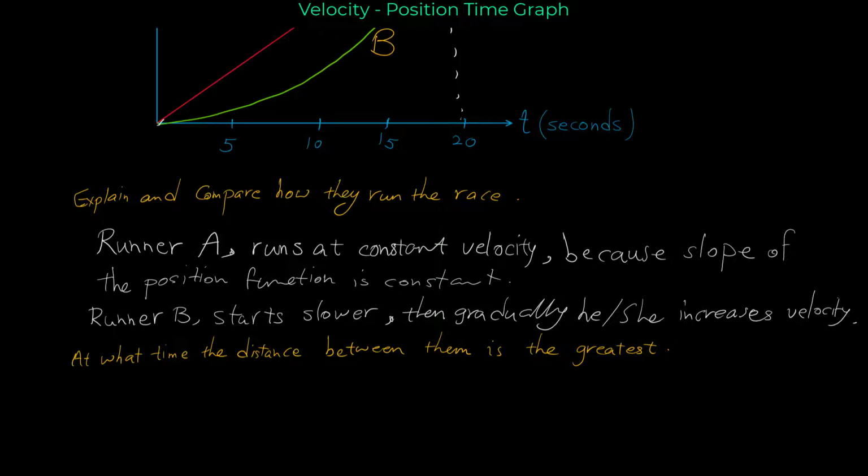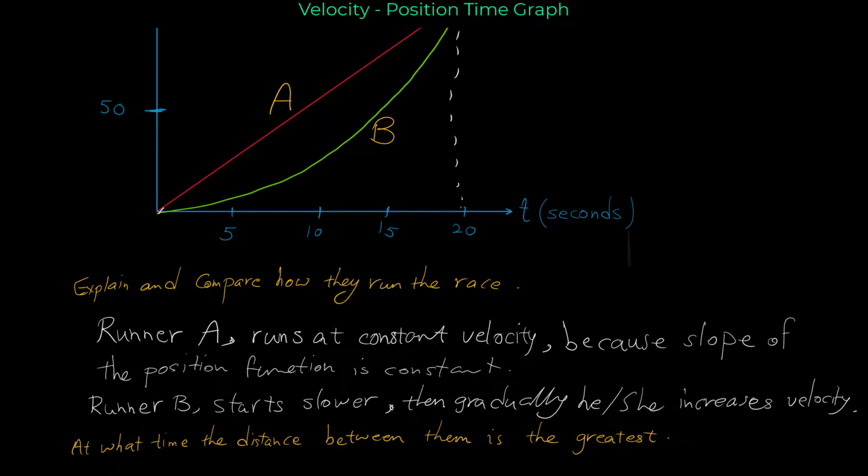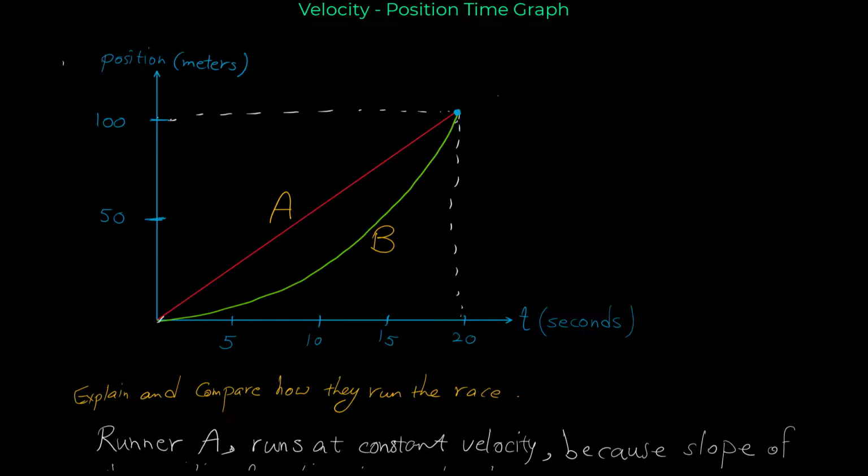At what time is the distance between them the greatest? Attention, this graph shows the position of each runner. At the beginning, they are at the same point. Because at the beginning the velocity of runner A is bigger, the distance between runner A and runner B gradually increases. But at what time is the distance between them largest? I can say somewhere here, the distance between them is largest. We can say at 9 seconds after the beginning or 10 seconds.